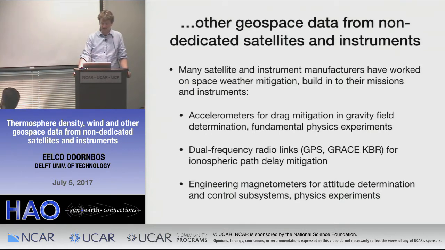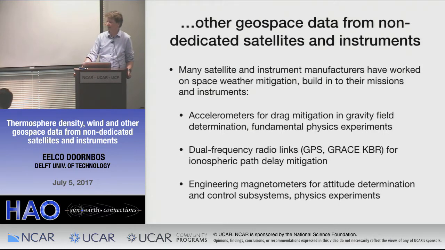So many satellites and instrument manufacturers have worked on space weather mitigation built into their missions and instruments. They might not even know that they should call it that, but I think the most common example is dual frequency radio links, for example, in good quality GPS receivers, but also a K-band radio link in the GRACE gravity mission is a good example of that for mitigating ionospheric path delay if you want to make very precise measurements with radio links of distances. Accelerometers are also an example of the same principle.